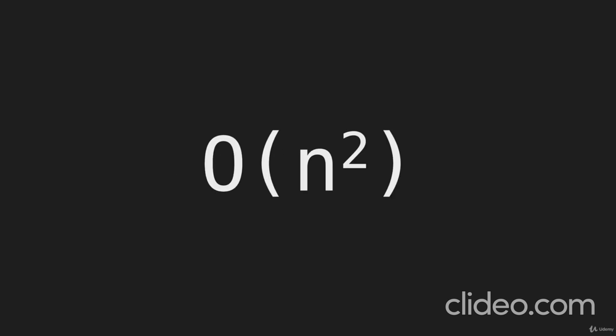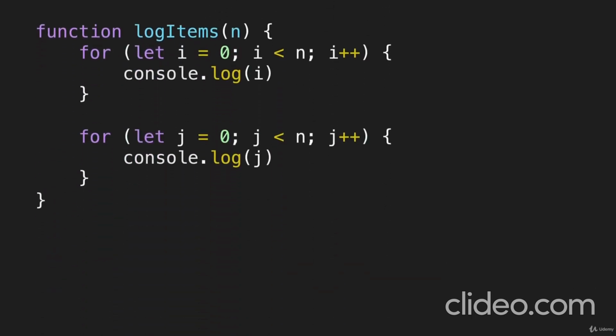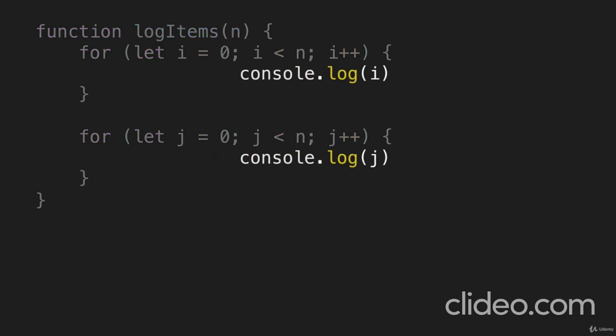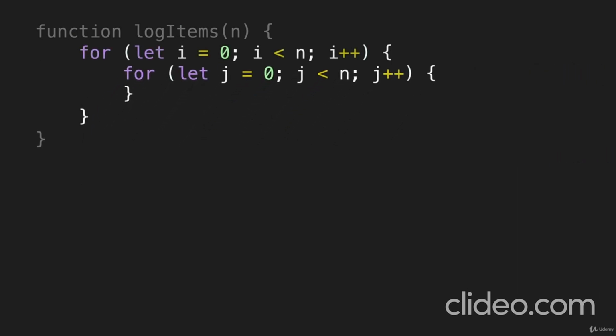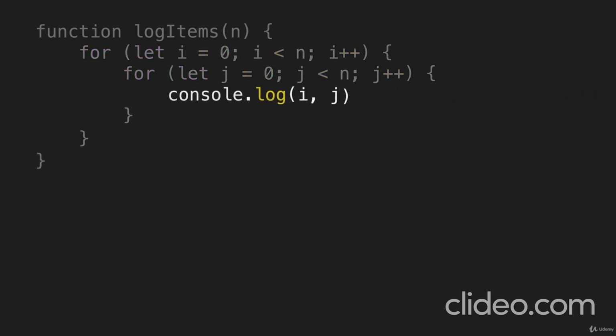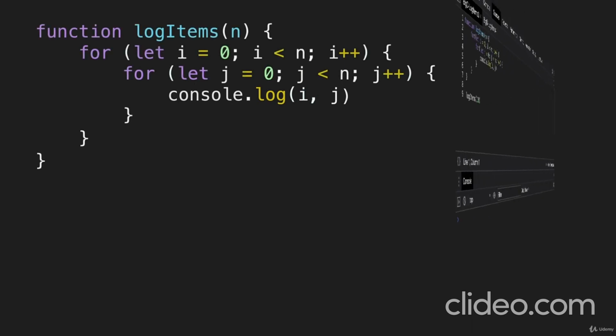Now we're going to look at our next big O notation, which is O of n squared. We're going to start this off with the code that we used in the last video, where we had a for loop followed by another for loop. But I'm going to change this, and we're going to remove the console logs, and we're going to nest one for loop inside of the other. And then our console log is going to be for i and j inside of the two for loops. So let's go over to DevTools.